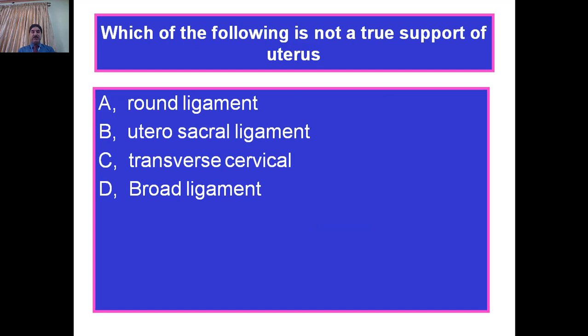Which of the following is not a true support of the uterus? A, round ligament. B is uterosacral ligament. C, transverse cervical ligament. D is broad ligament. Out of these ligaments, only broad ligament represents a double layered fold of the peritoneum. It is not a true support of the uterus.